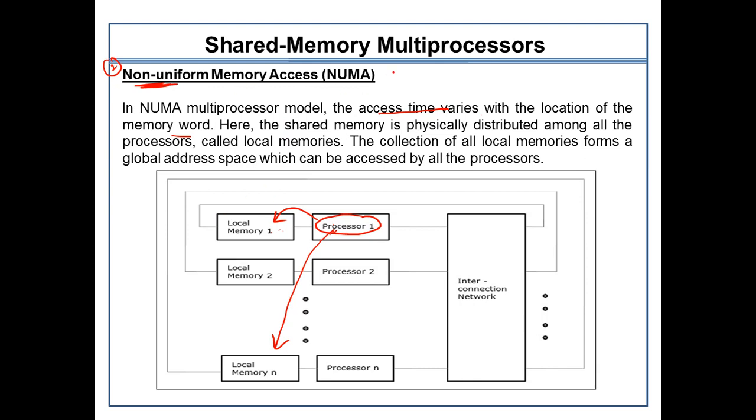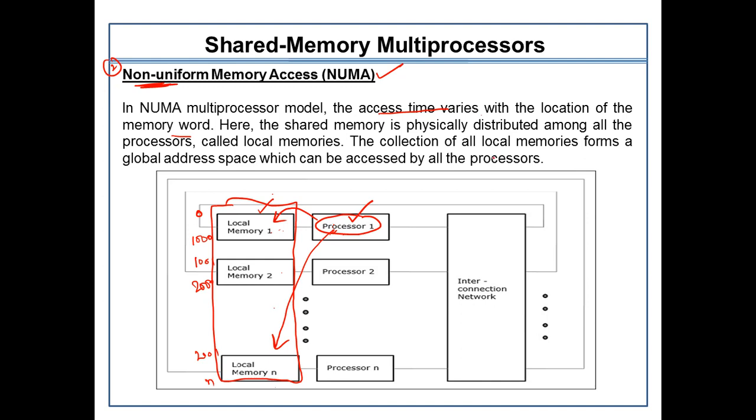So what is happening in this case is that we have divided the shared memory into local memories, okay? In this local memory, let's suppose addresses 1 to 1000 are available in local memory 1, 1001 to 2000 are available in the next, and similarly 2001 and so on up to n. So my point here is that this processor not only has access to local memory 1, but it can also have access to local memory 2, 3, and so on.